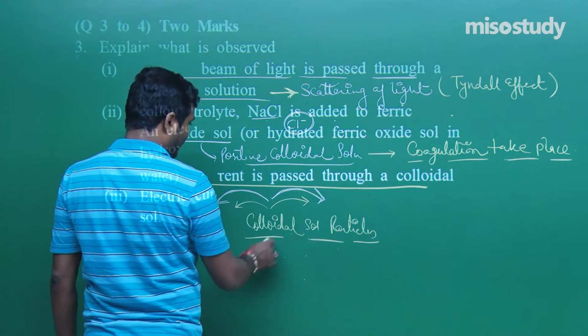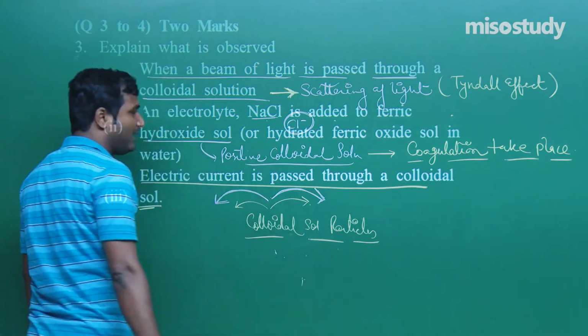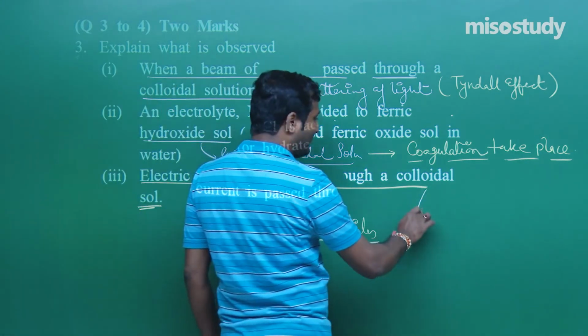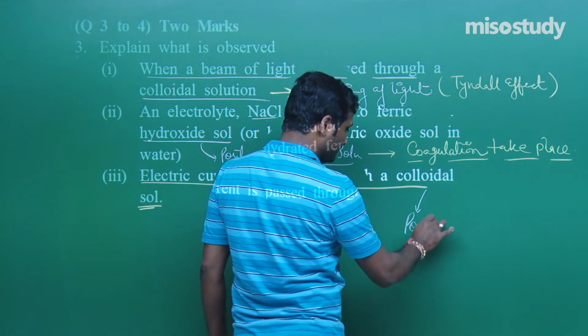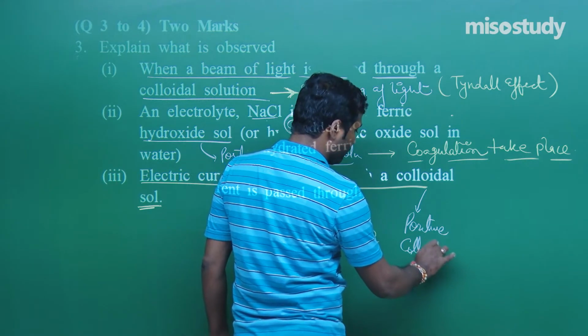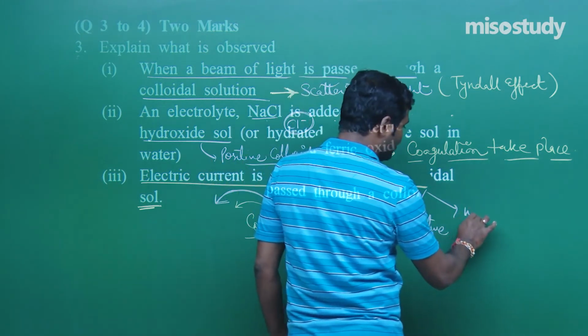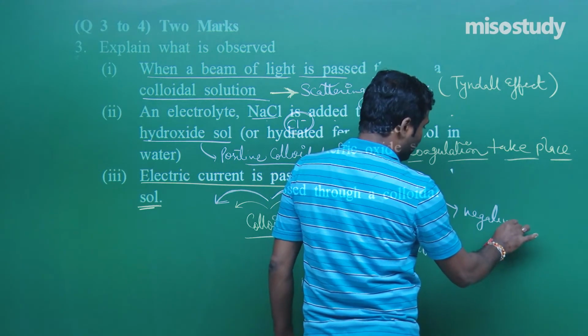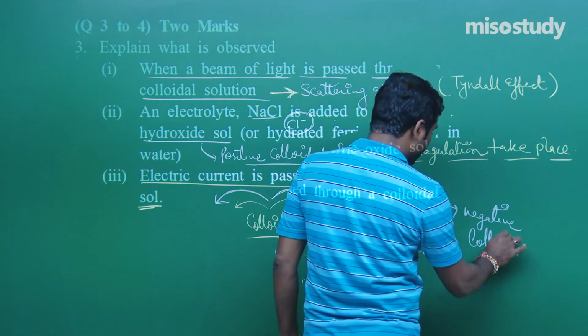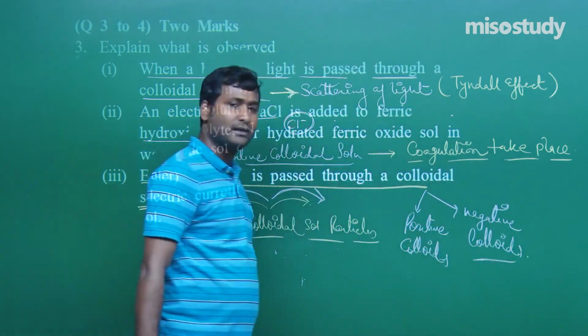By this method, by applying the electric field, we find out which type of colloid it is, either a positive colloid or, my friend, a negative colloid. Clear to you?